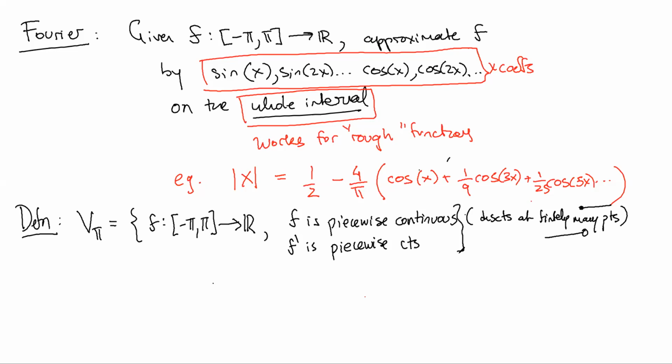So for example, this absolute value function of x is in this vector space V, right? Because what does it look like? It looks like this. And it's not differentiable at one point, namely here. But except for the one point, it's differentiable everywhere. So that's a vector space.